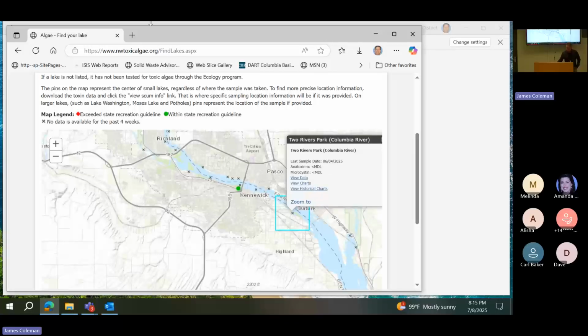This is one I sent directly to the state because somebody had complained. They had been out to Two Rivers Park. They had seen a lot of algae, and they asked me to go investigate. And I actually went out there. I did find lots of algae, but it wasn't toxic. I sent it to the lab. The lab did not confirm any toxins.